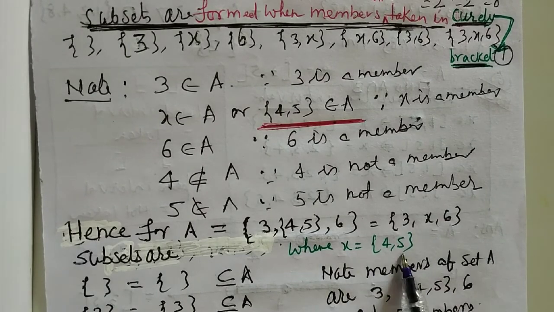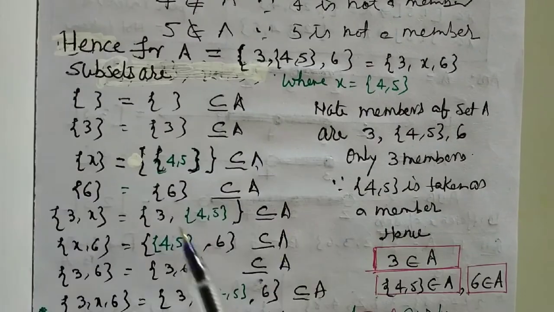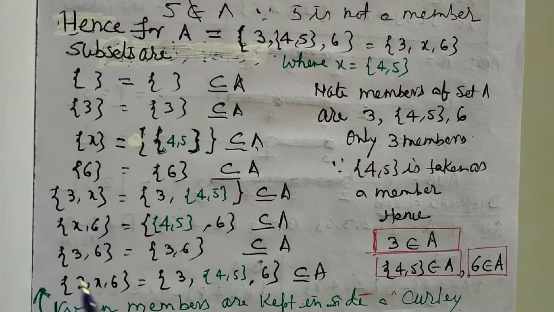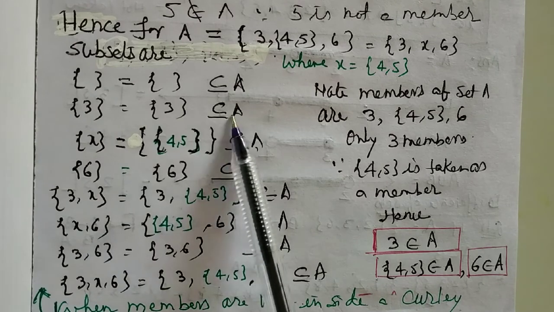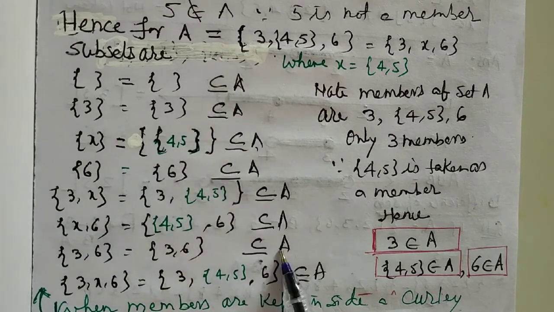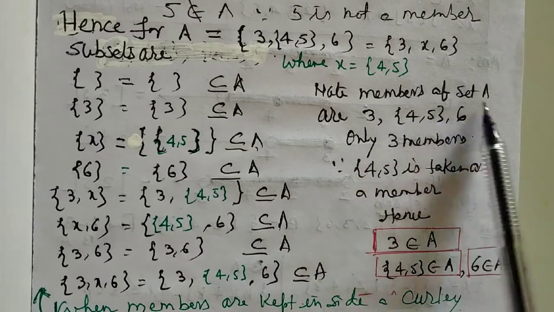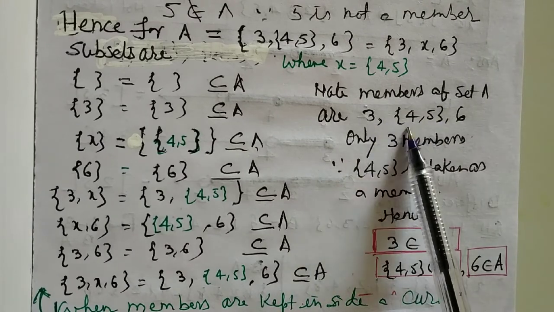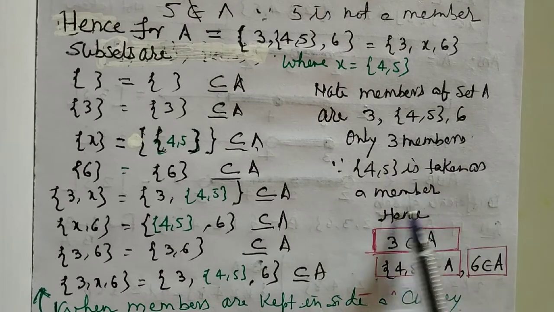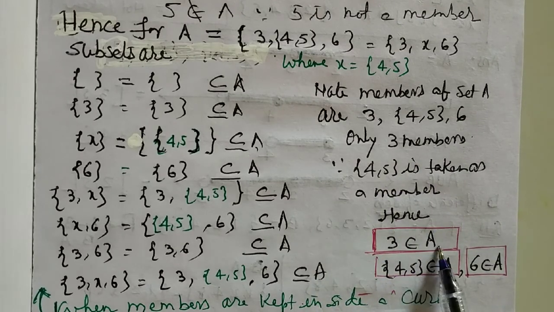3, 6, where x is equal to 4, 5. These are the subsets: blank, 3, x, 6, 3x are all the subsets. The symbol of subset is smaller than or equal to. Note that the members of set A are 3, 4, 5 and 6. 4, 5 is taken as a member, hence 3 belongs to A.